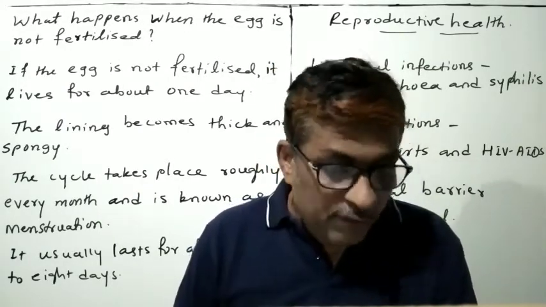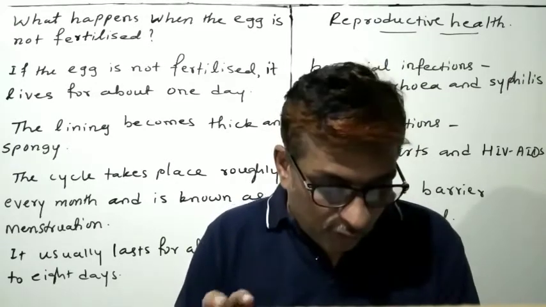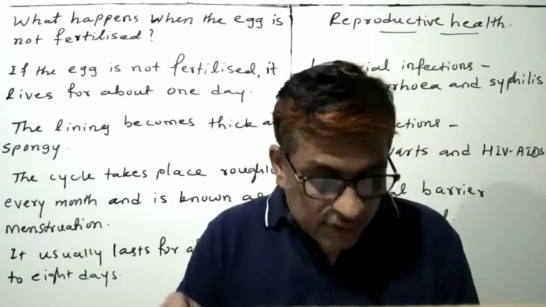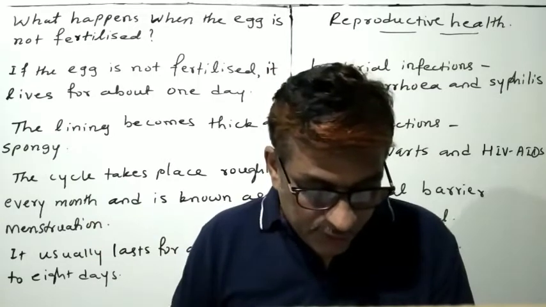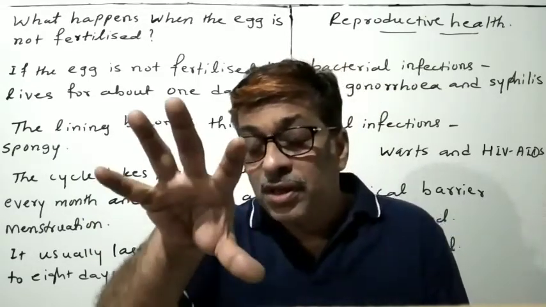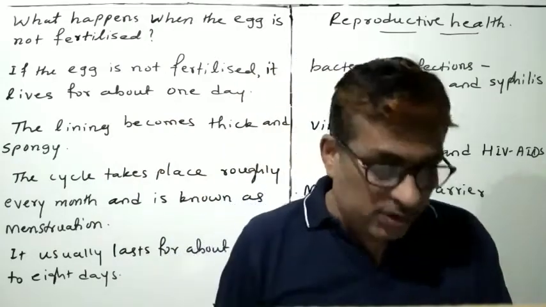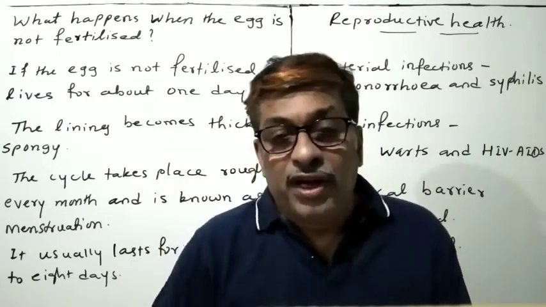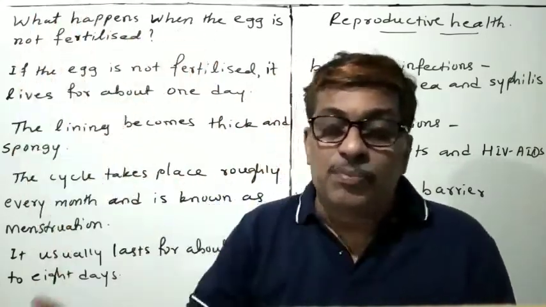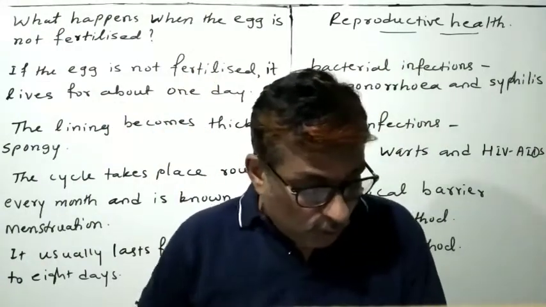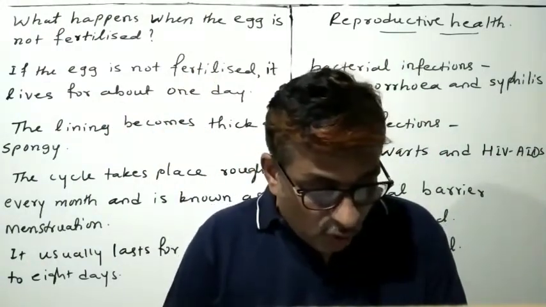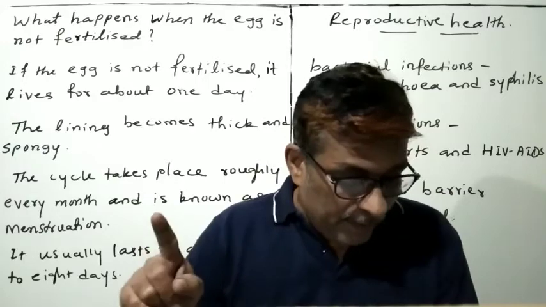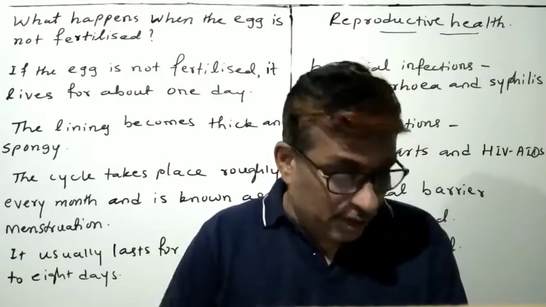Why? For nourishing, for feeding the embryo. Of course, you know that for a small baby, food is required. So this type of preparation takes place in the uterus every month. But if fertilization has taken place, then this lining would be required for nourishing the embryo.